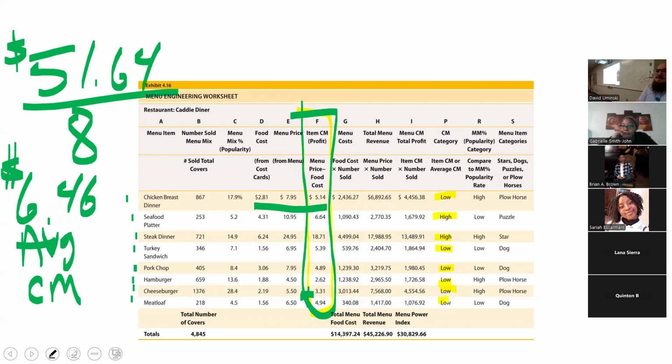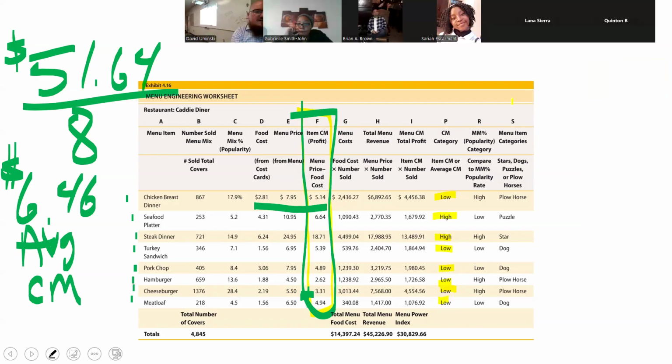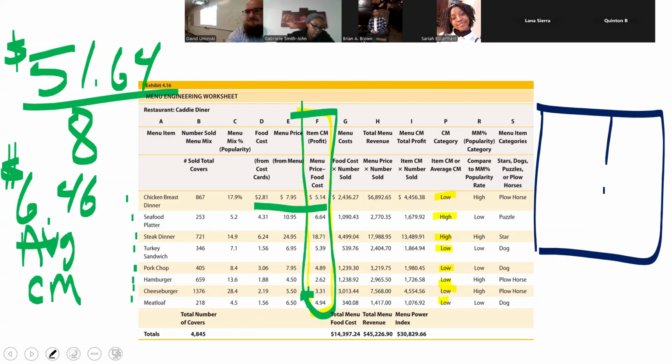Okay. So if I were to draw my square so far, my chicken breast has low contribution margin. So if it has low contribution margin, it's either going to be a dog or it's going to be a plow horse. We don't know which one because why? We don't know popularity yet. The contribution margin is just one piece of the puzzle. You've got to find the other piece, which is popularity.